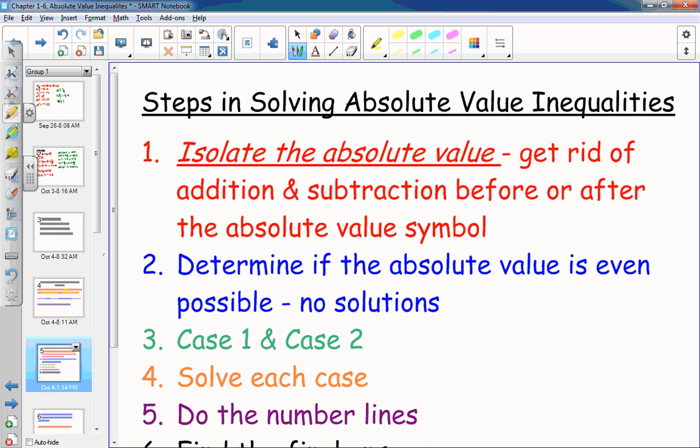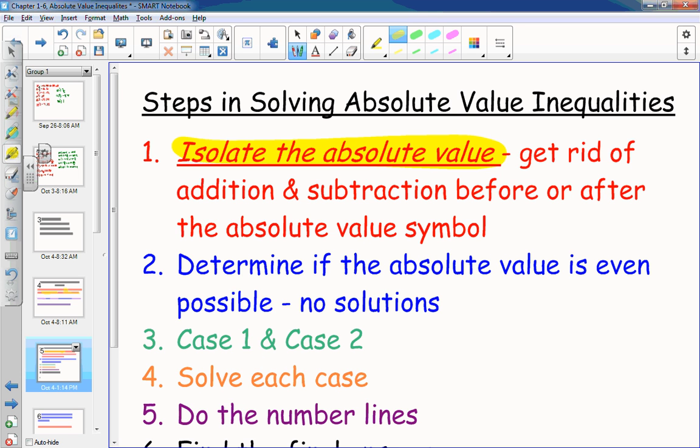Step 1, isolate the absolute value. I cannot tell you enough how important this is. Isolate your absolute value. Get rid of the addition and subtraction before or after the absolute value symbol first. After you do that, then you can get rid of any multiplication attached to it, okay?